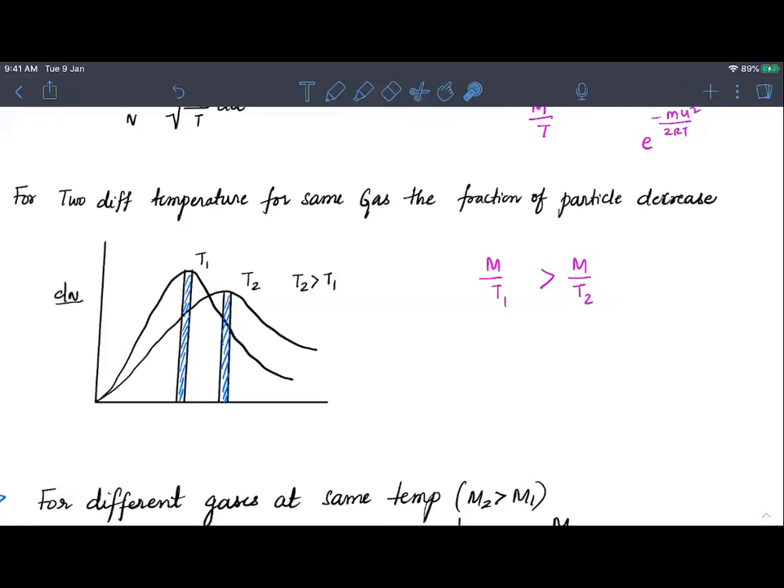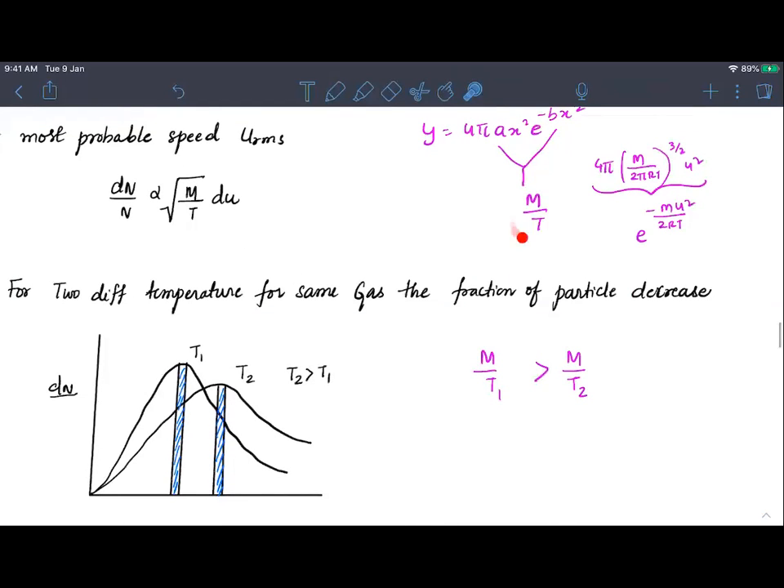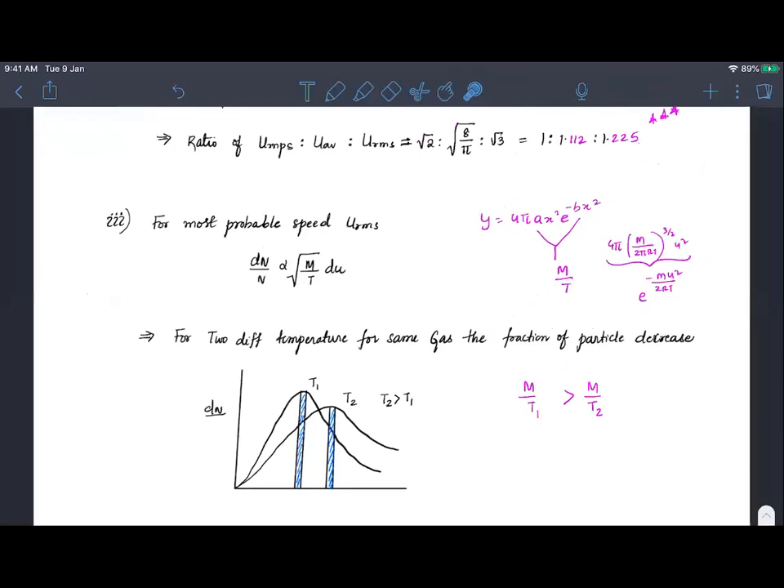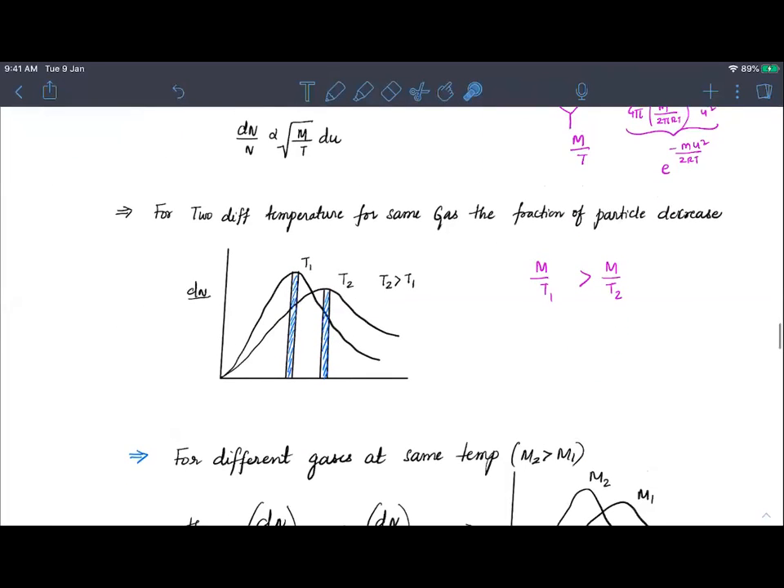Okay, everybody understood that? Originally, if you consider T2 and T1, m by T1, m by T2 दोनों को compare करो. M by T1 is greater than m by T2, which means this is, and m by T, if it is more, then the parabolic function will dominate, the exponent function will be less. Remember only one part of it, that should be helpful. Is this clear, everyone?